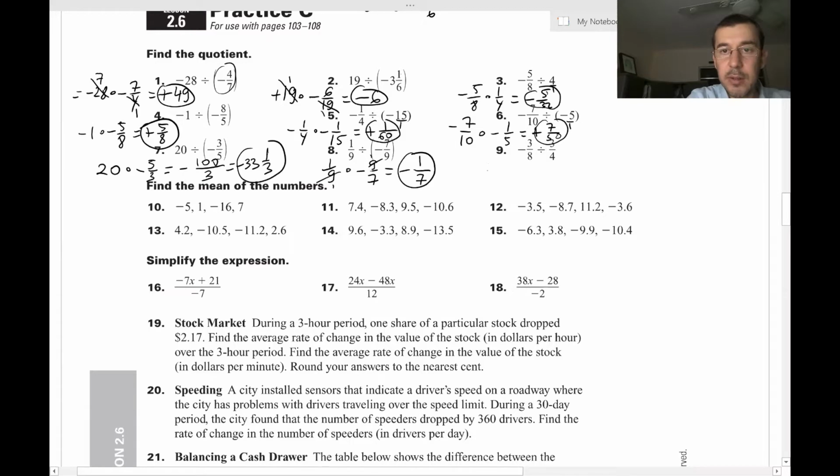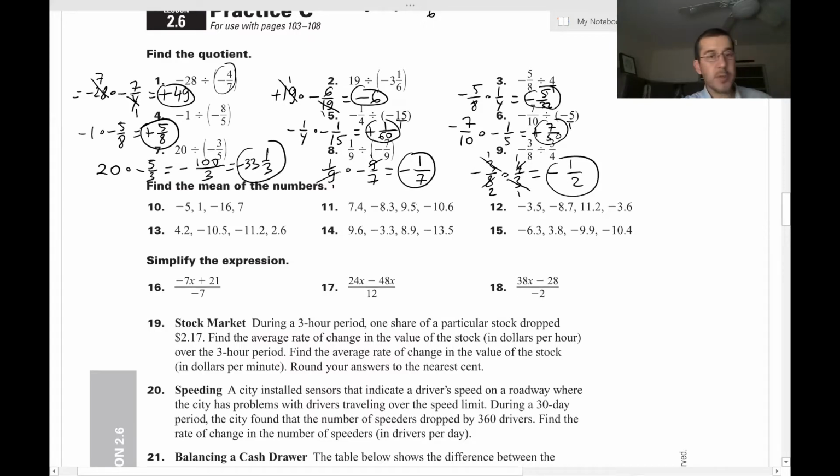Number 9, minus 3 over 8 times 3/4, so this is going to become 4 over 3. 3 and 3 cancel out, 1, 1, 4 and 8 cancel out by 4, 1 and 2. So minus times plus is minus, 1 over 2, minus 1/2.